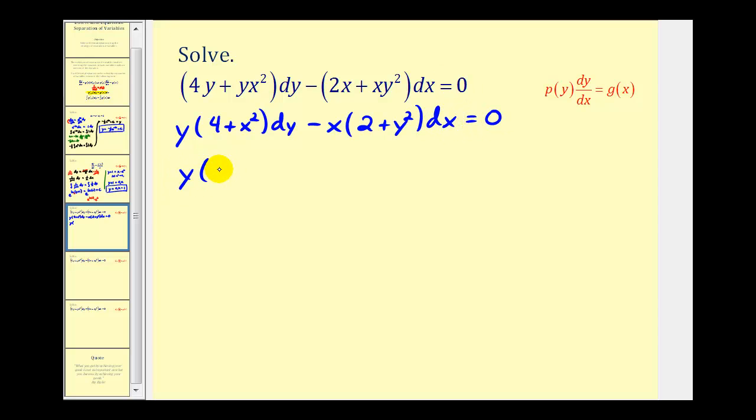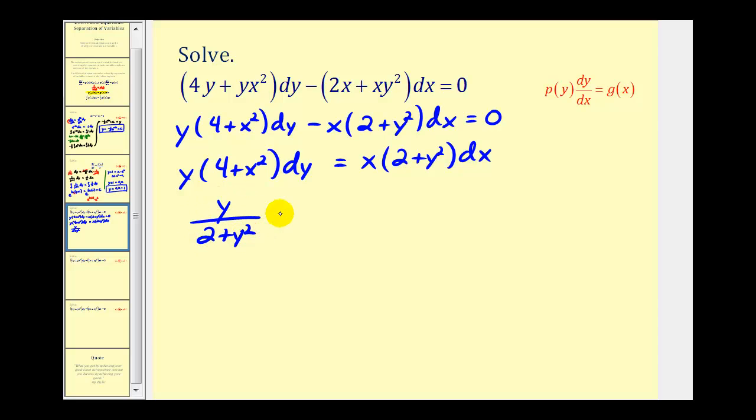So we'll have y times the quantity 4 plus x squared dy equals x times the quantity 2 plus y squared dx. Notice how this quantity contains y's and this quantity contains x's. So we're going to divide both sides by the quantity 4 plus x squared and also divide both sides by the quantity 2 plus y squared. If we do this, we would have y divided by the quantity 2 plus y squared dy equals x divided by the quantity 4 plus x squared dx. And now notice that we have y's on the left, x's on the right, so now we can integrate.